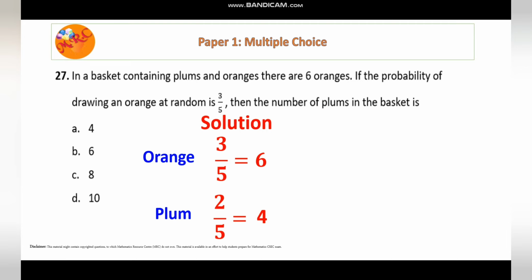Another thing you could have done is to say that if 3/5 is equal to 6, then we could say 1/5 would equal 2. That means 2/5 would equal 4. All right. So our answer is A.